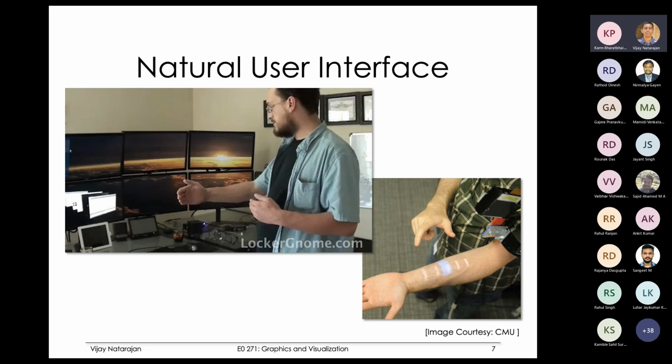Of course, user interfaces have evolved significantly. We have natural user interfaces now. We don't need an explicit device in order to control our application. Hand gestures, face gestures, eye gestures are sufficient for interfacing with the different applications.